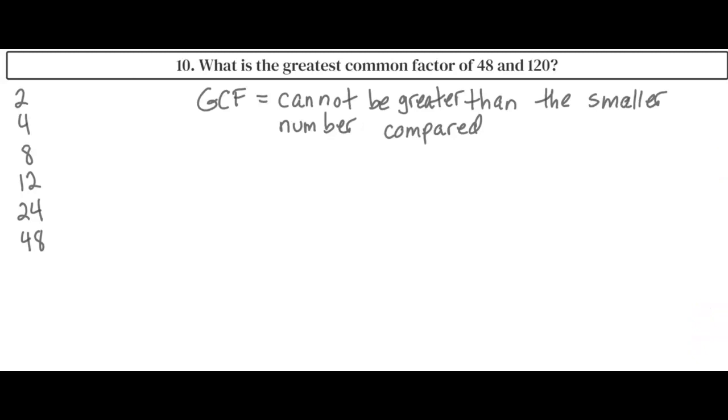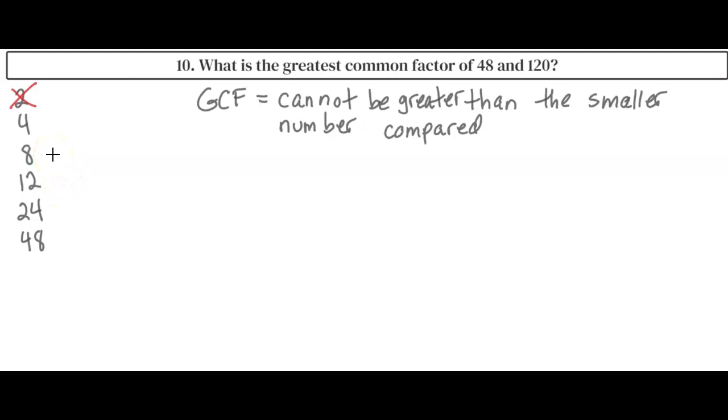So we'll start off with 2. Does 2 go into 48? Absolutely. Does 2 go into 120? Absolutely. But let's see if there's a number higher than that. We go to 4. Does 4 go into 48? Yes. Does 4 go into 120? Definitely. Therefore, 2 is not our greatest common factor. So far, 4 is. Let's go to 8.